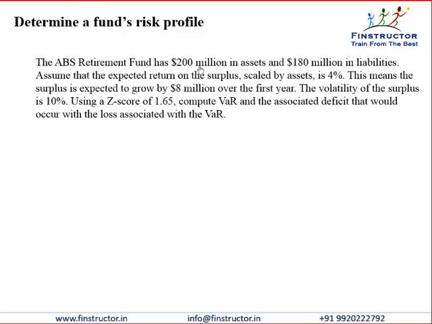The ABS retirement fund has $200 million in assets and $180 million in liability. Assume that the expected return on the surplus scaled by the assets is 4%. So this is 4% of the assets is the expected return. So the surplus is expected to grow $8 million, that is 4% of $200 million, that is $8 million is the expected growth in the first year. The volatility of the surplus is 10%. Using a z-score of 1.65, compute the VaR and the associated deficit that would occur with the loss associated with the VaR.